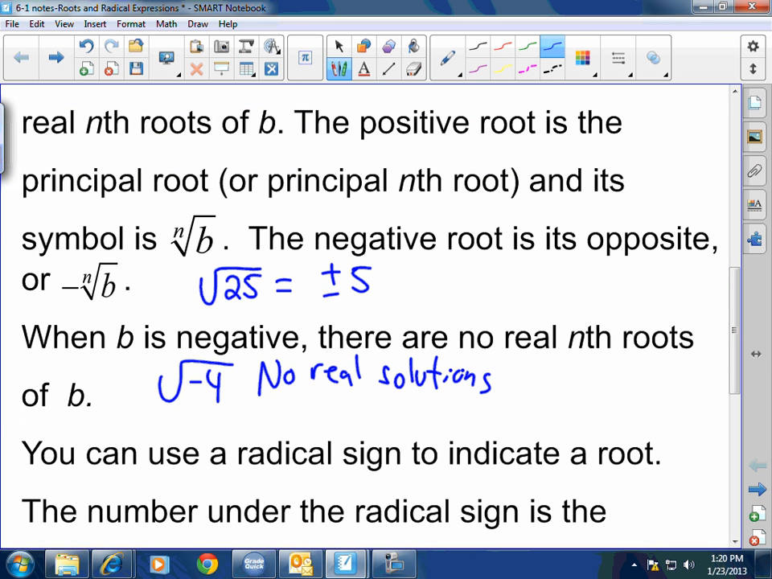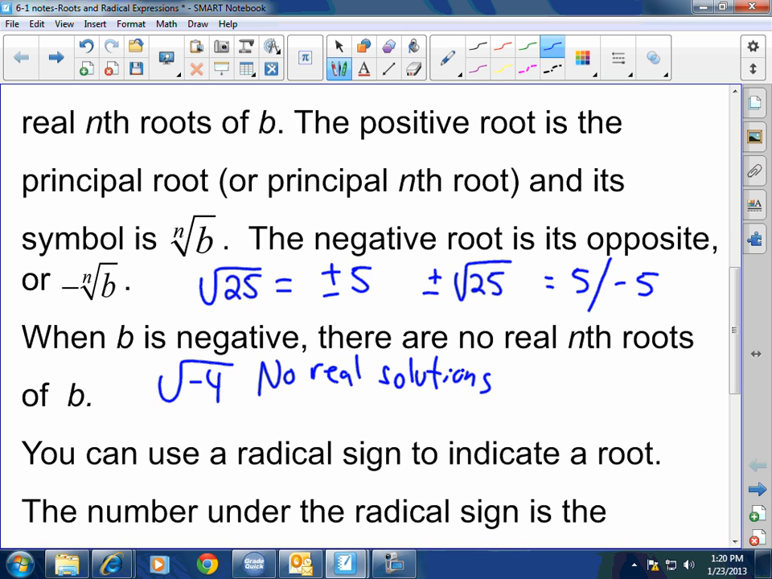Because you have a positive and a negative root, remember? When I have the square root of 25, I can ask for the positive or negative root. The positive root of the square root of 25 is just going to be 5. The negative root will be negative 5.